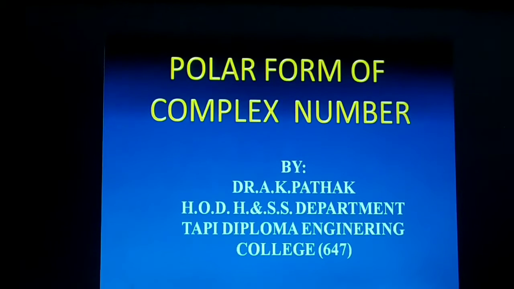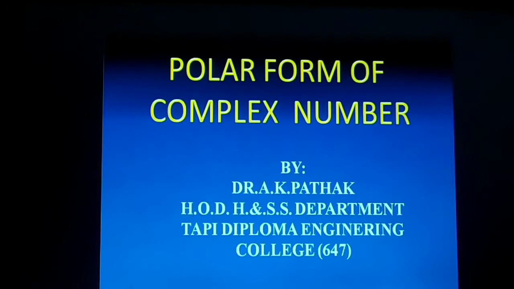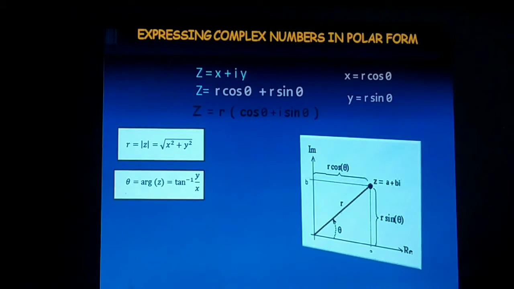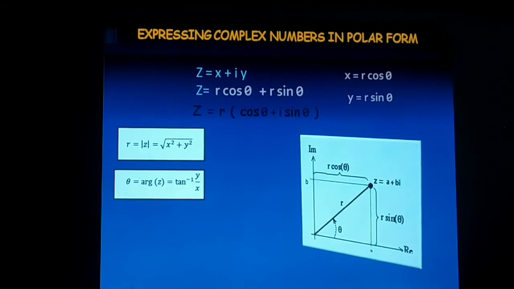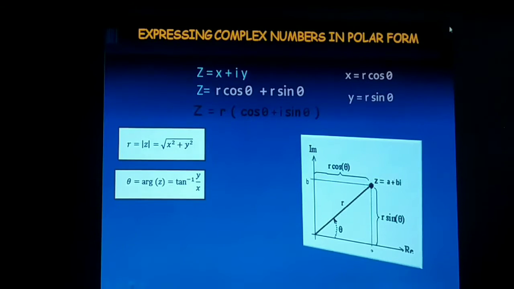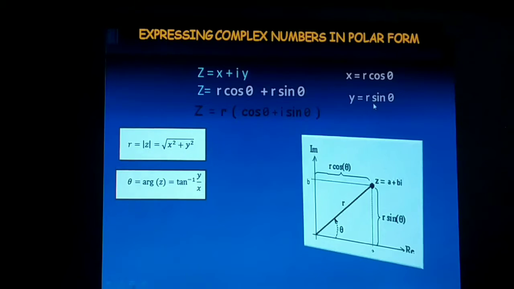Good morning. Today we will discuss the polar form of a complex number. Let z is equal to x plus iy. In this form, we suppose that x is equal to r cos theta and y is equal to r sin theta.